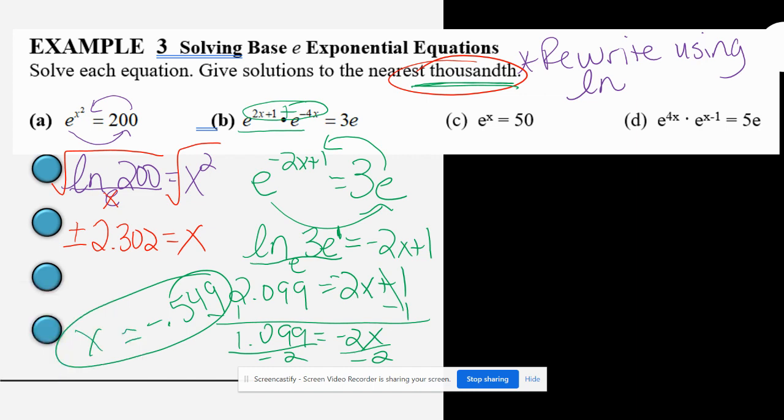Example C. Rewriting this into natural log form, we have natural log base e of 50 is equal to x. Remember, again, natural log is already base e, so we don't really need to worry about that e. We can just type ln 50 into our calculator, and to the thousandths place, that's roughly about 3.912.